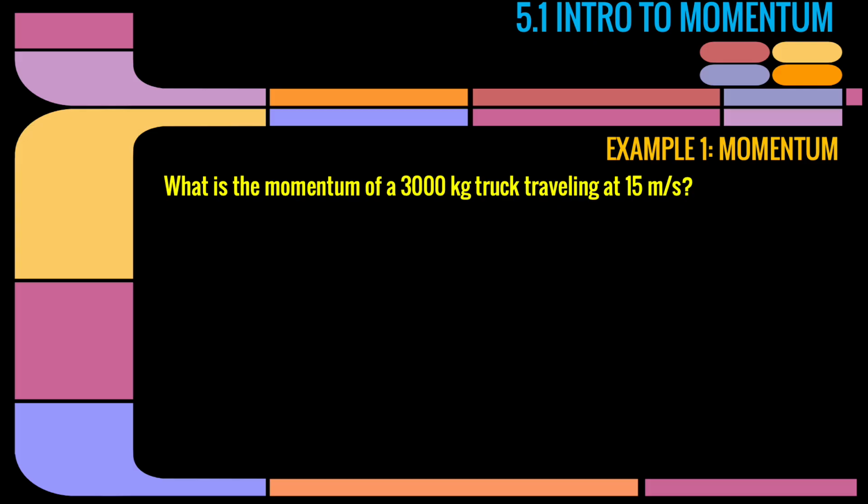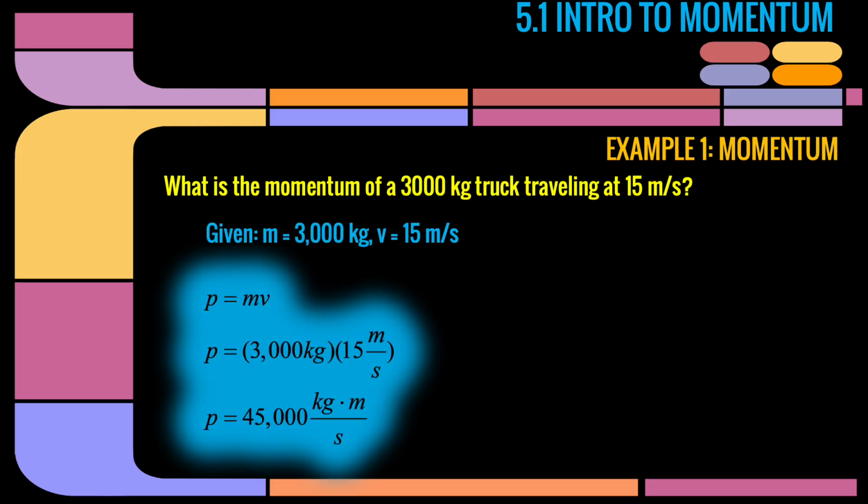A quick example: the momentum of a 3,000 kilogram truck traveling at 15 meters per second. So here are our givens. This first example is pretty straightforward. We just plug everything in to get 45,000 kilogram meters per second squared. Or I'm sorry, just per second.